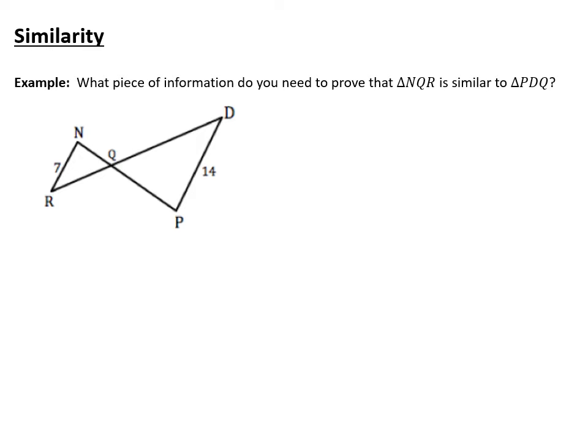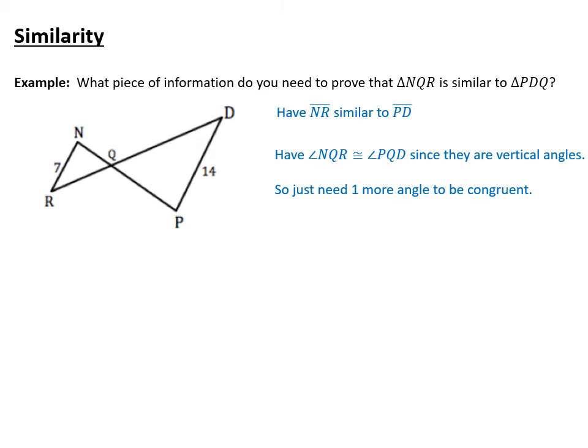Well, let's identify what we have first. We have that side NR, which is 7, is similar to PD, because if we take 7 times 2, we get 14. We also know that angle NQR is congruent to angle PQD, since they are both vertical angles. So we just need one more angle to show that they're congruent. So we would need to know that angle N is congruent to angle P, because those are corresponding angles, or angle R is congruent to angle D.